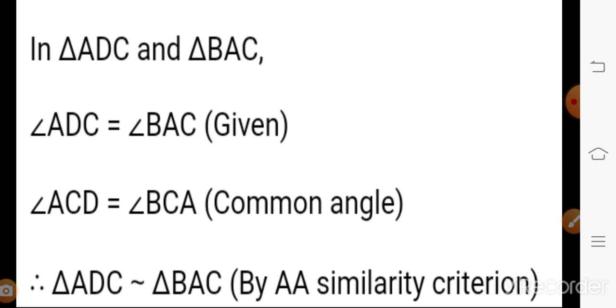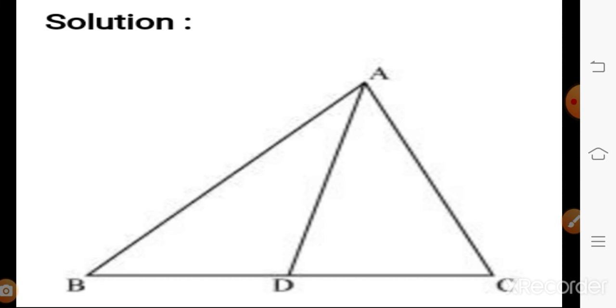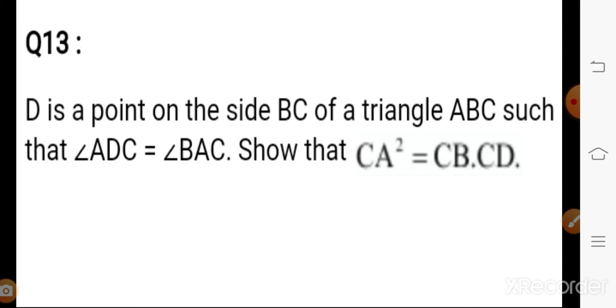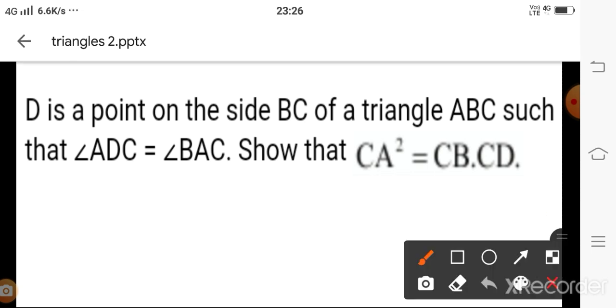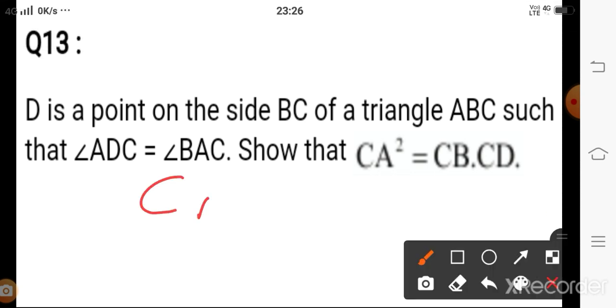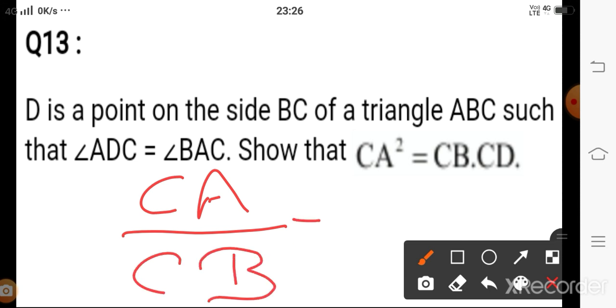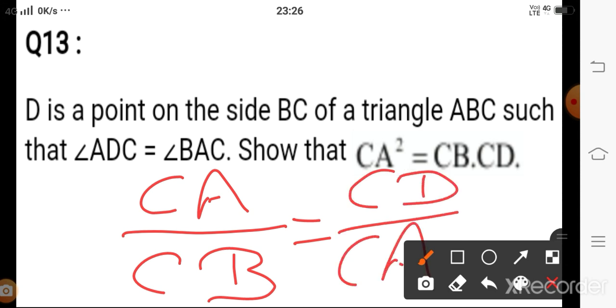If you take the corresponding sides proportional, then you are getting the relation CA upon CB is equal to CD upon CA, and on cross multiplication we are getting the required relation: CA square is equal to CB into CD.